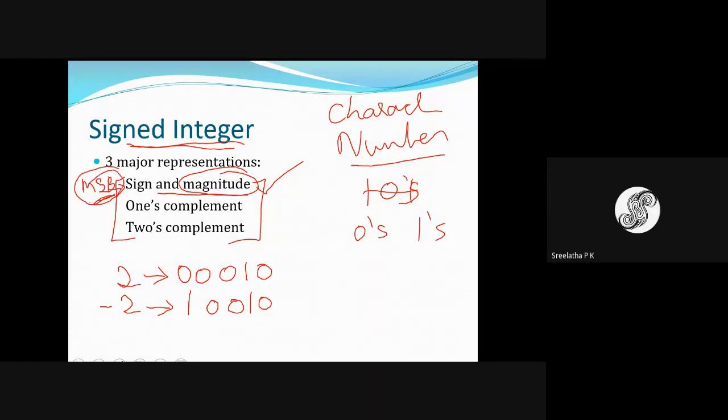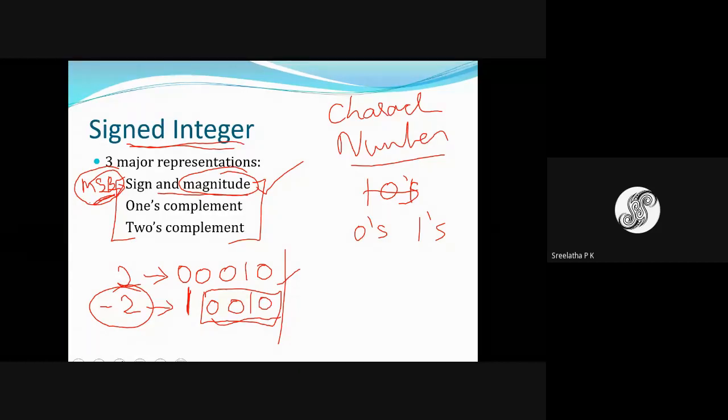Now I have stored 1 here, so 1 means it is a negative value. The remaining bits indicate the magnitude of the number I have stored. So this is the sign and magnitude system. This is the positive value and the negative value retains this magnitude, and the most significant bit is changed to 1.